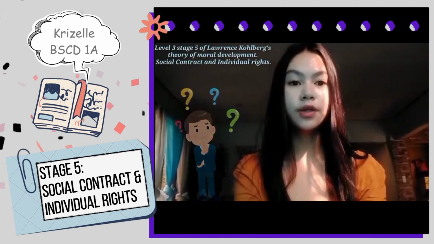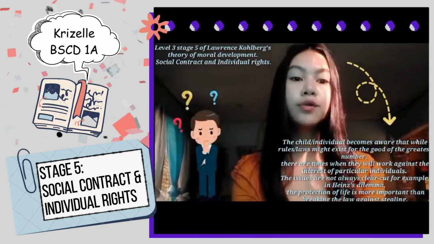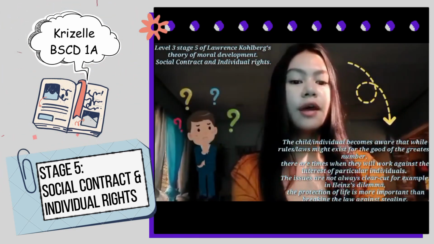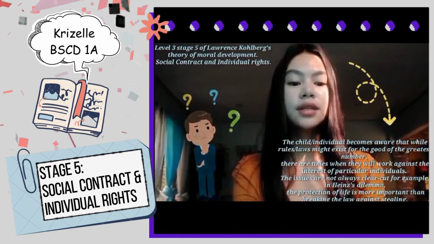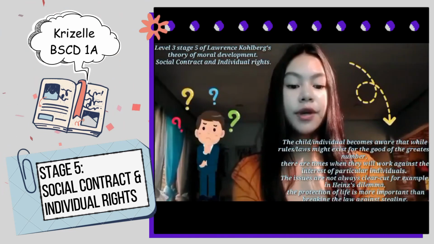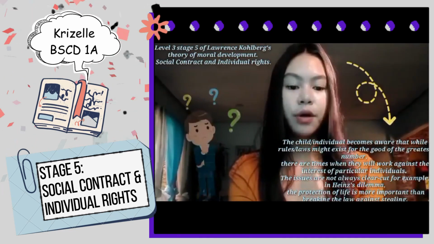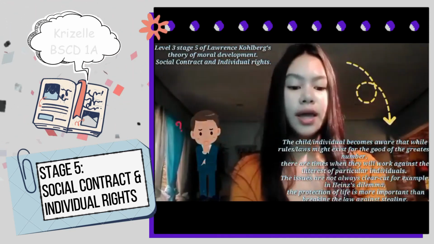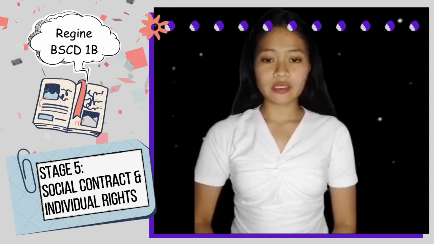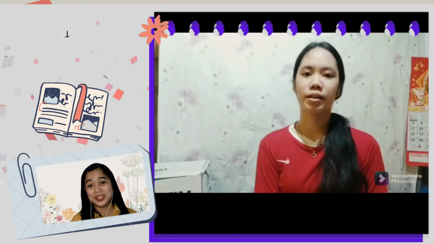Social contract and individual rights. The child or individual becomes aware that while rules and laws might exist for the good of the greatest number, there are times when they will work against the interests of particular individuals. The issues are not always clear-cut. For example, in the Heinz dilemma, the protection of life is more important than breaking the law against stealing. Stage 5 of Kohlberg's theory of moral development is social contract and individual rights. That was stage 5, social contract.